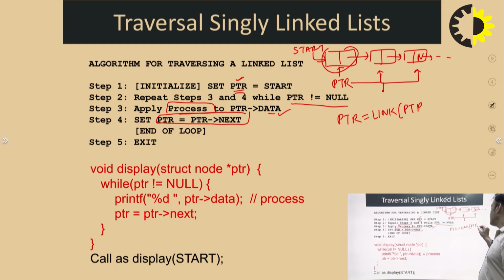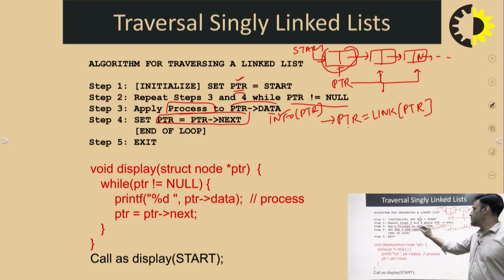As I have told you, there are two linear arrays: one is info and another is link. Then we can increment the value of ptr by this. And we can also apply process to info ptr. In place of this, we can also write this. It will depend on what assumptions we have taken.